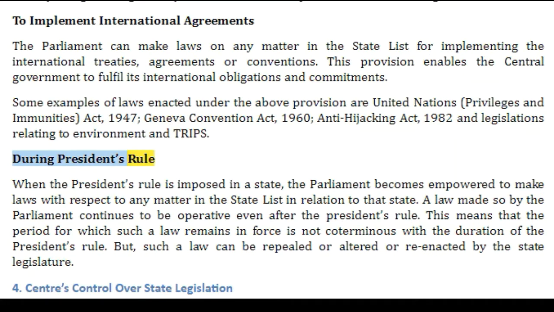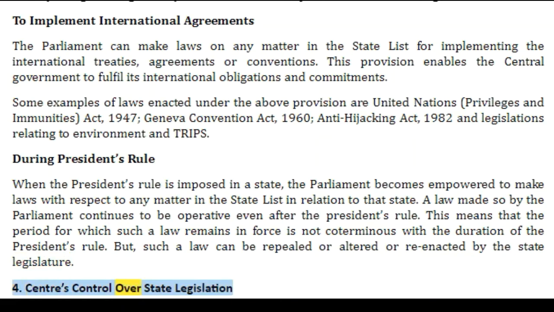During President's Rule. When the President's Rule is imposed in a state, the Parliament becomes empowered to make laws with respect to any matter in the state list in relation to that state. A law made so by the Parliament continues to be operative even after the President's Rule. This means that the period for which such a law remains in force is not coterminous with the duration of the President's Rule. But such a law can be repealed or altered or re-enacted by the state legislature.